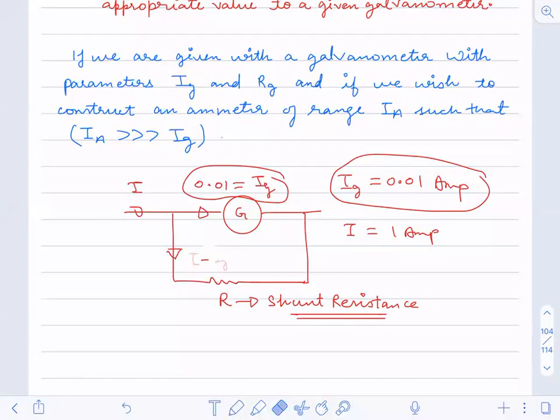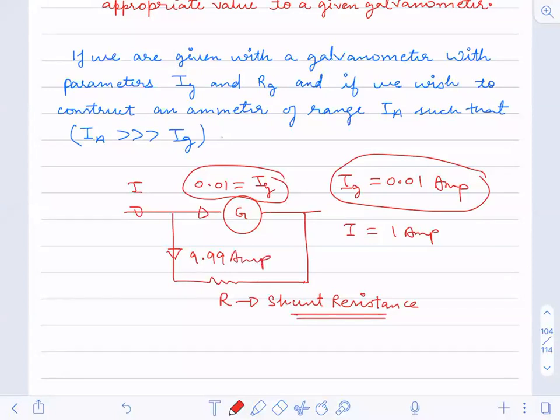Now when you solve this, what amount of current is flowing through the shunt? The current here is 1 minus 0.01, so what you will get is 9.99. This amount of current is passed through it.